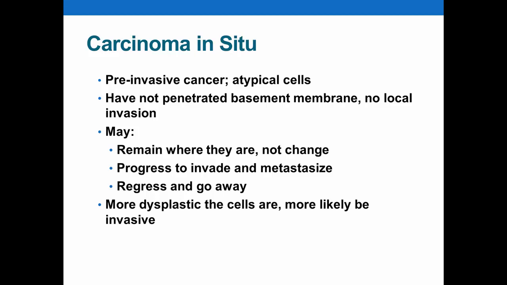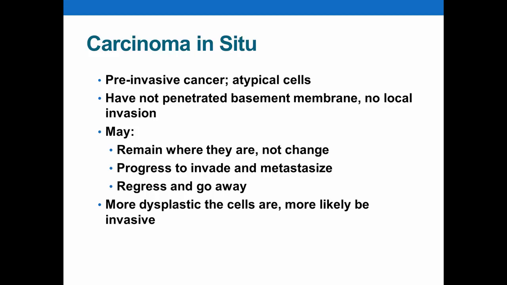It's important to know what we mean by carcinoma or cancer in situ. In general, when we look at carcinoma in situ, we're looking at a pre-invasive cancer, and these are atypical cells. These atypical cells proliferate faster than completely normal cells, but they have not penetrated the basement membrane, therefore they do not have local invasion. So as a result, when we look at cancer cells in situ, these are not malignant cells, but they're not normal cells either.